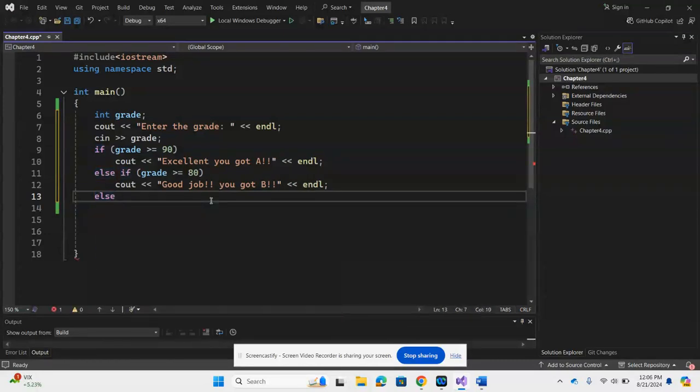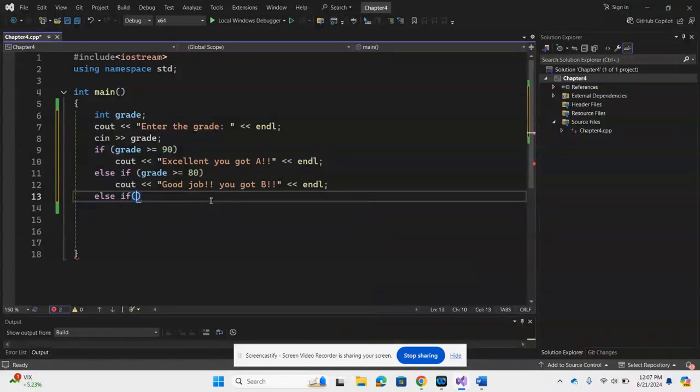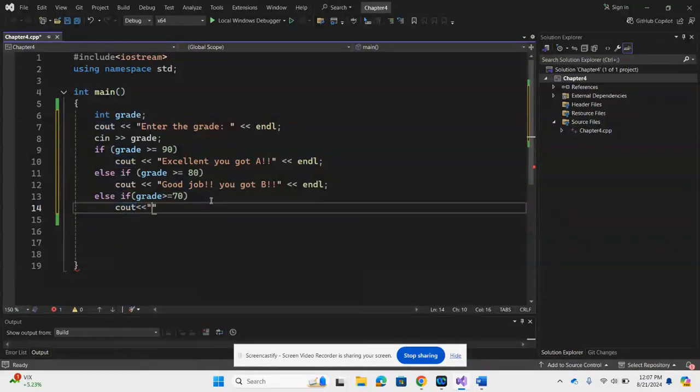Okay, and I'm gonna do the same thing. Else, what does else mean? Less than 80. But less than 80, it will include C and F. I don't want to limit it to it. So I have to add another condition, and it should be less than 80 and higher or equal than 70. So if it is the case, then I'm gonna put cout, okay, you did okay. You got C, for example.